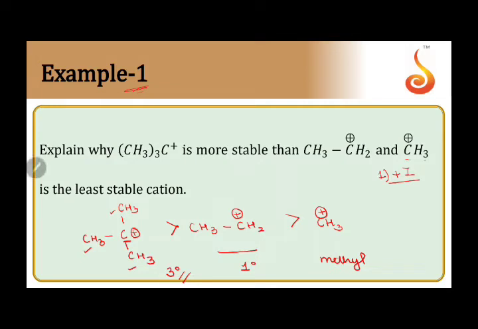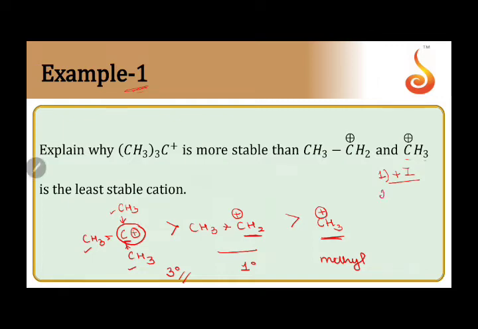They release electrons, and therefore this carbon with the plus charge, because more electron density is surrounding it now, is more stable as compared to this carbon here. Because there is only one methyl group releasing electrons, it is not very stable. In this case, there is no methyl releasing electrons towards this carbon, and hence it is the least stable.